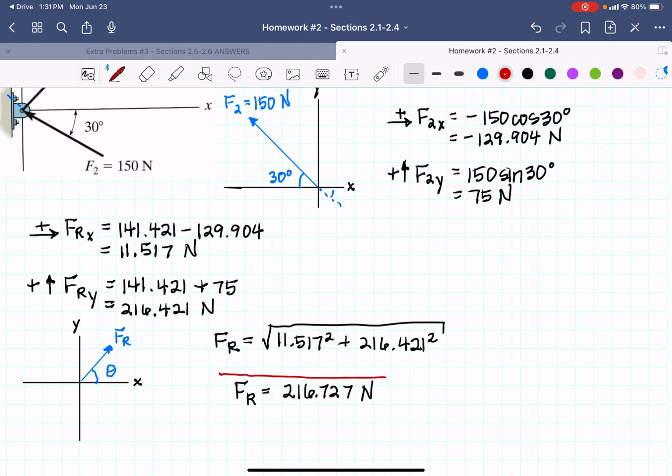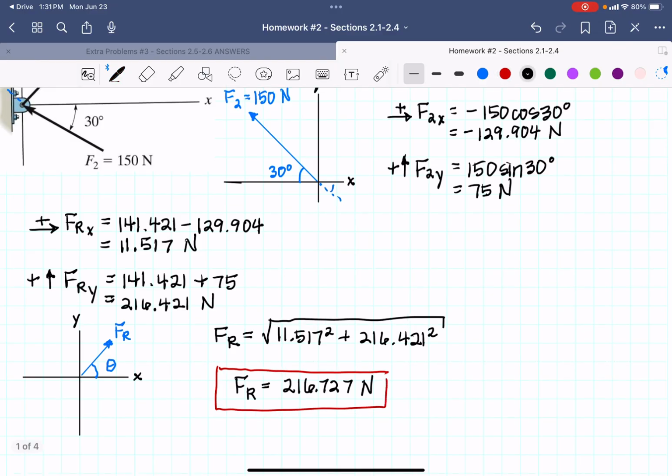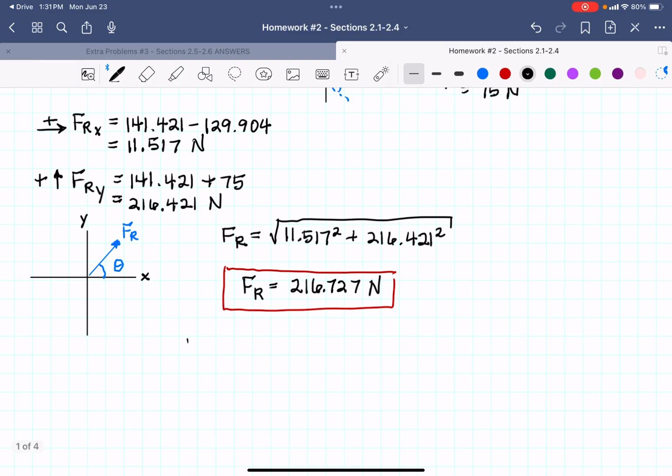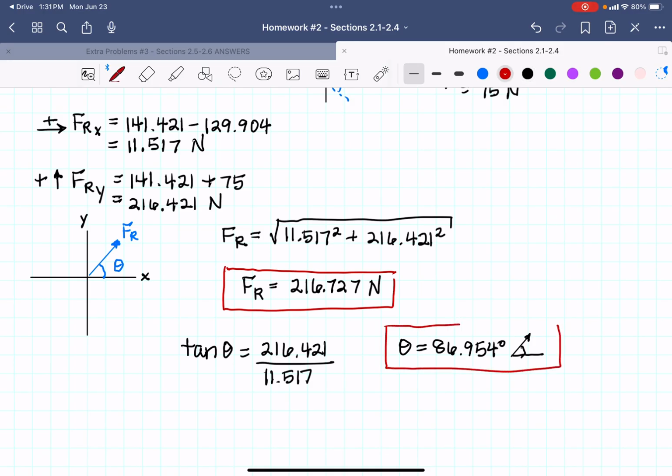Remember, we're looking at a vector, so we have a magnitude and a direction. We can't just give a magnitude. We have to tell them which direction it's going. So in this case, my tangent of theta is going to be the y component over the x component, 216.421 over 11.517. So theta equals 86.954 degrees, and that is measured counterclockwise from the positive x-axis, and that is our answer. Make sure you always box your answer.